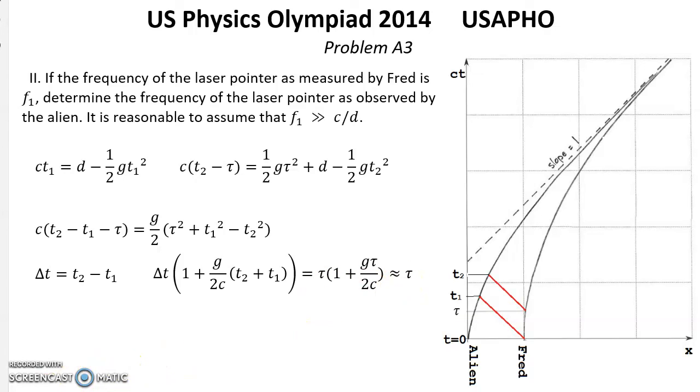And because g is very small, and we are looking only for the first order in g, we can say that t2 is approximately equal to t1, which is approximately d over c. And finally we have f alien over f Fred equal tau over delta t, or approximately 1 plus gd over c squared. That's the answer for question 2 in part B.